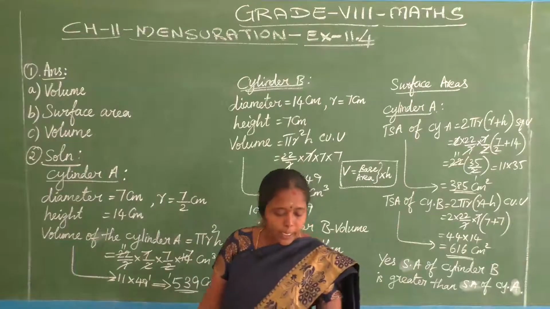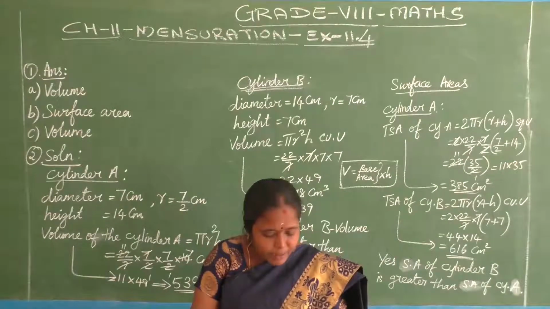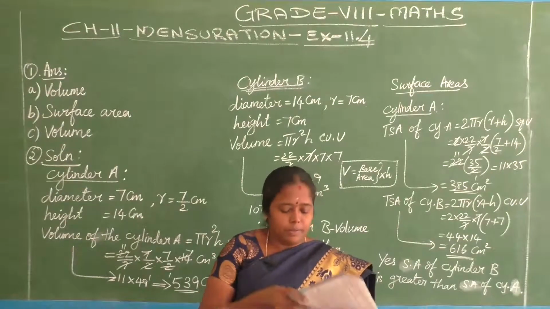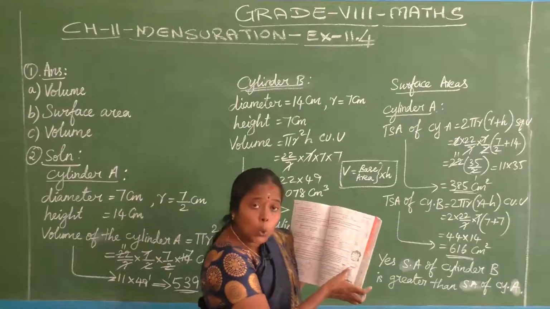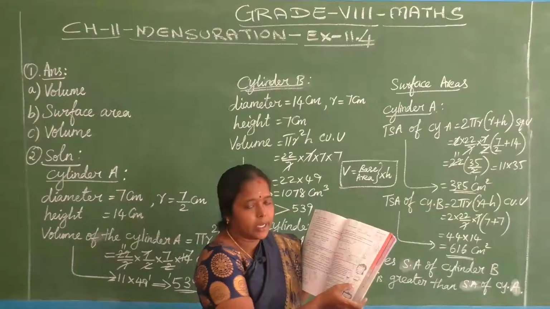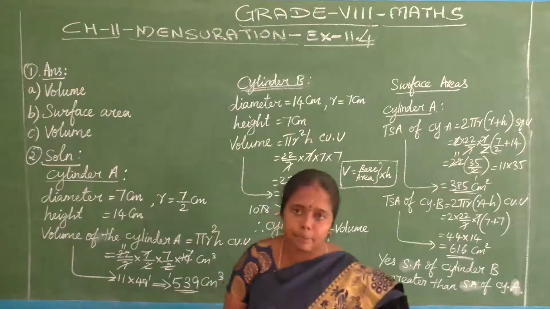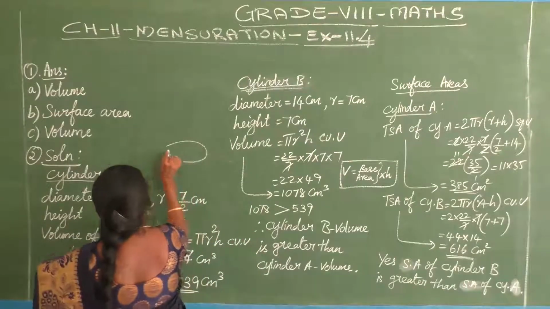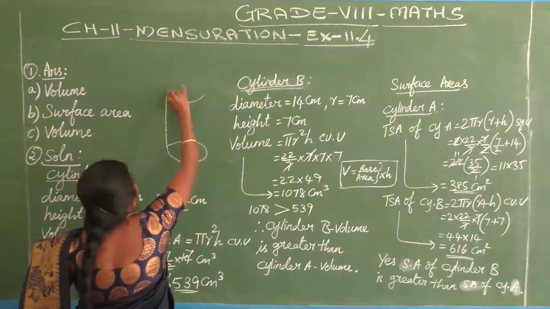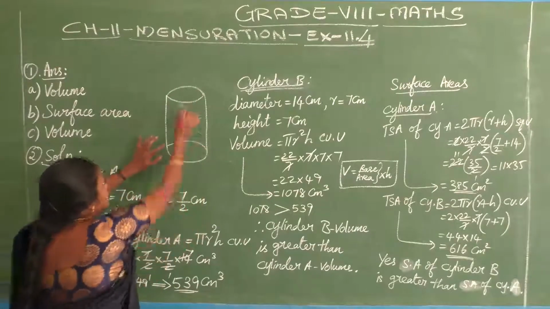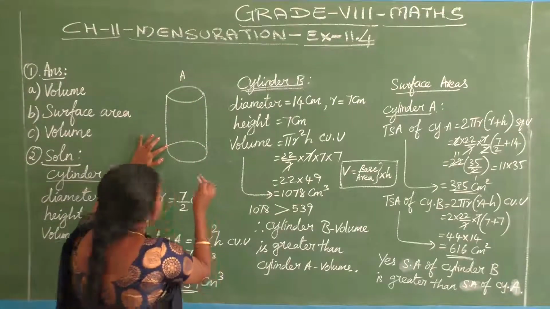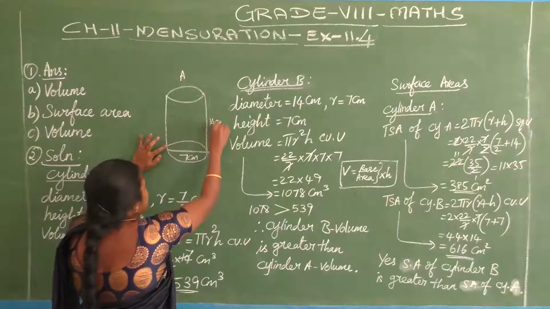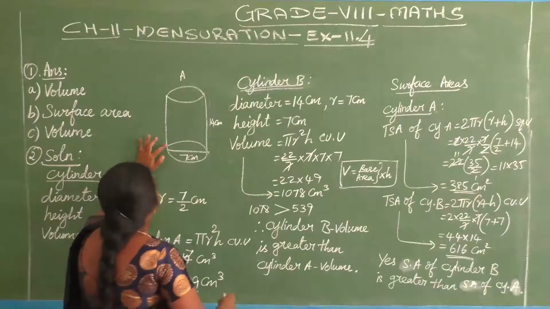Understood? Okay. Come to the second question. The diameter of the cylinder A is 7 cm. See the figure. The figure is given. Two figures, also cylinders only. One is cylinder A, another one is cylinder B. What is the difference between the two? One cylinder is like this. Okay, this is cylinder A. What they are telling: this diameter is 7 cm, this height is 14 cm. Clear? Another one is cylinder B.